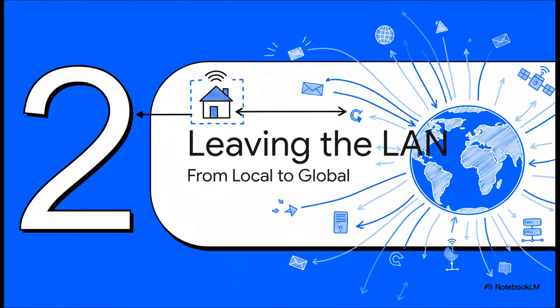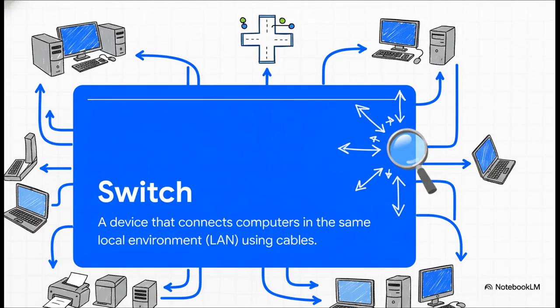Okay, our postcard is written, it's addressed, and we've confirmed the recipient is ready and waiting. Now it's time for our little request to leave your immediate surroundings, your home, your office, and head out into the great wide world. The very first stop on its journey, probably just a few feet away, is a device called a switch. Now, its job is to manage traffic inside your local network.